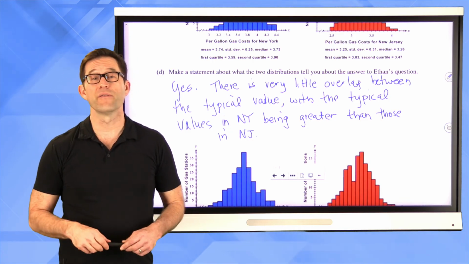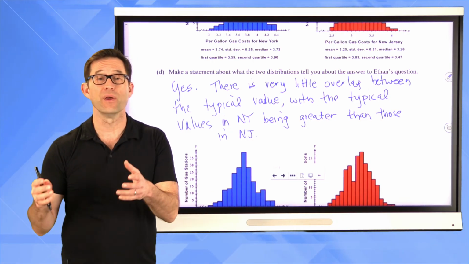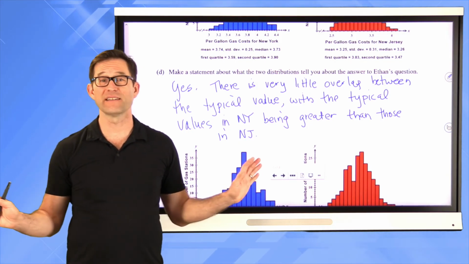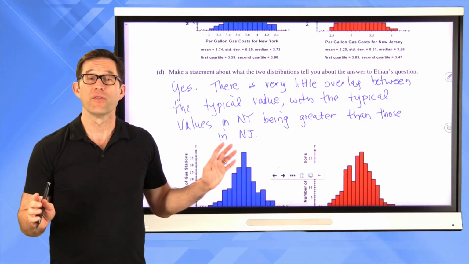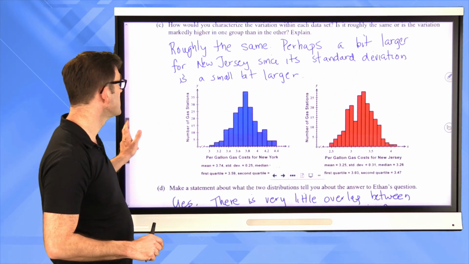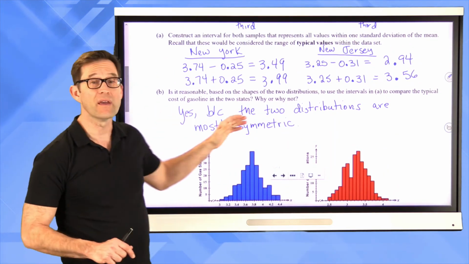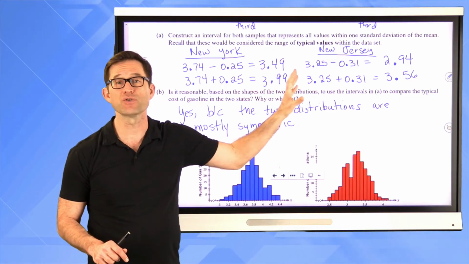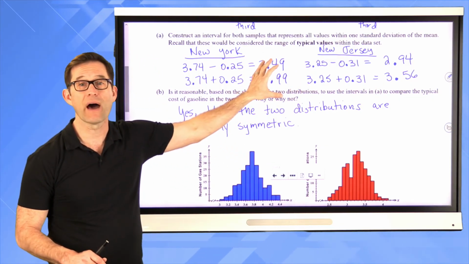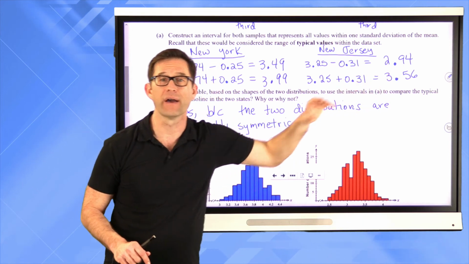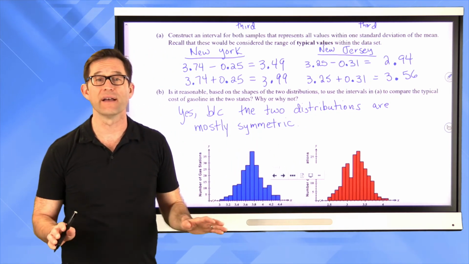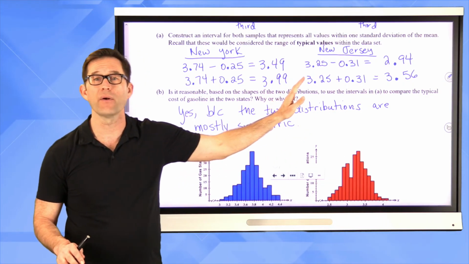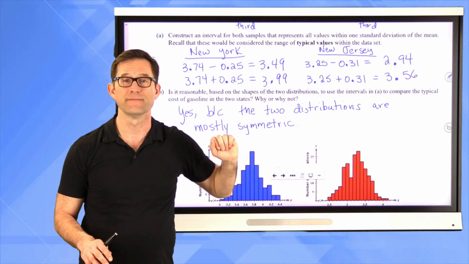That's primarily due to the fact that we tax gasoline higher in New York than we do in New Jersey, and then that tax gets passed on to the consumer. But that's irrelevant. That's not the point of the problem. The point of the problem is, because the distributions are symmetric, we can easily use these intervals to compare. And because these intervals have virtually no overlap with these values being considerably higher than these values, then we can really conclude that yes, even though it's just a sample of gas stations, in general, gas prices are higher in New York than they are in New Jersey.